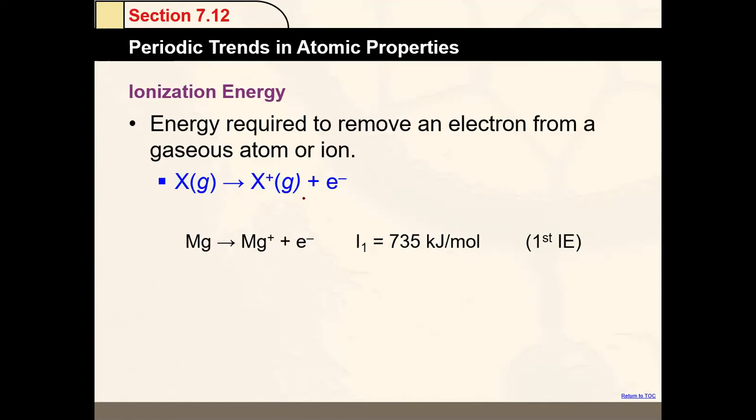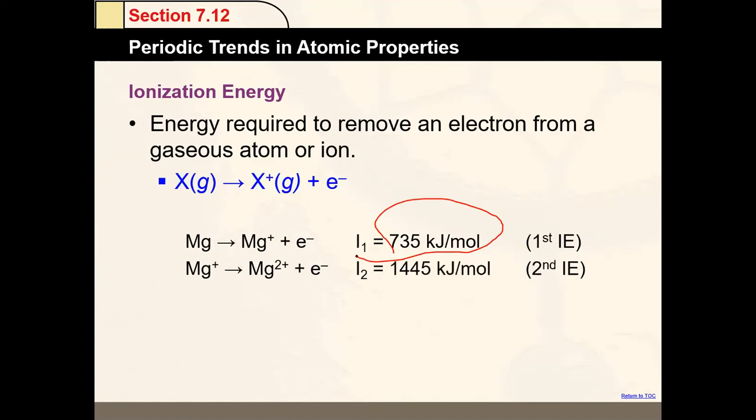They have a value in kilojoules. In the case of magnesium, magnesium has two valence electrons. That means magnesium can lose two electrons, having two ionization energies. Remember, the first ionization is always going to be easier than the second. In this case, magnesium loses the first electron with only 735 kilojoules per mole. To lose the second electron, it needs 1,445 kilojoules per mole. So definitely the second ionization is going to be way more difficult.